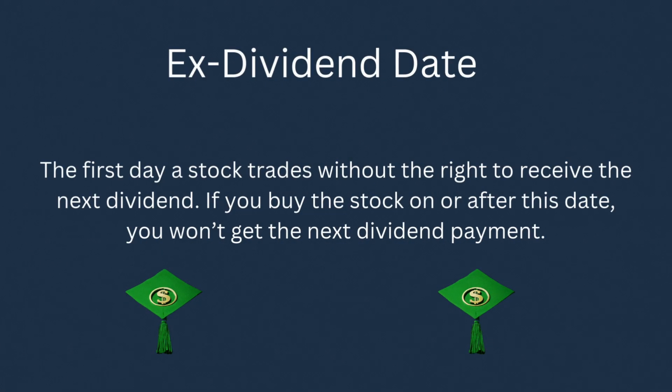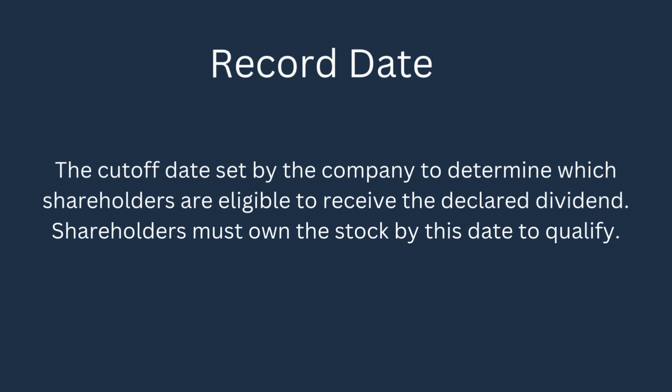Ex-dividend date is the first day a stock trades without the right to receive the next dividend. If you buy the stock on or after this date, you won't get the next dividend payment. The stock price is also adjusted lower by the dividend amount. Record date is the cutoff date set by the company to determine which shareholders are eligible to receive the declared dividend. Shareholders must own the stock by this date to qualify.